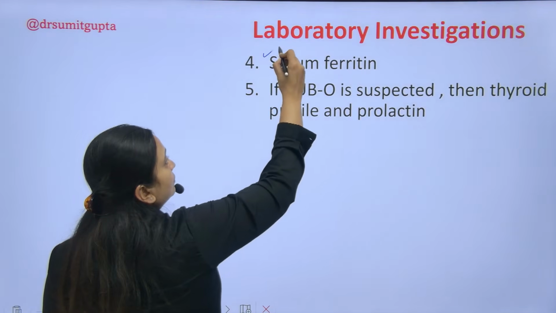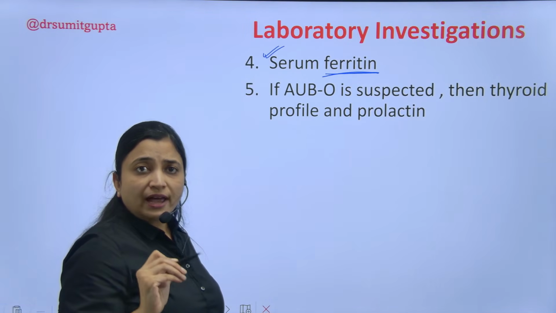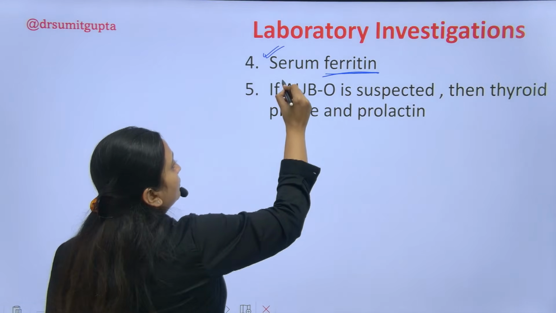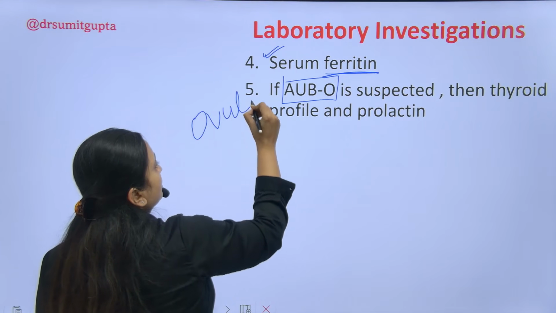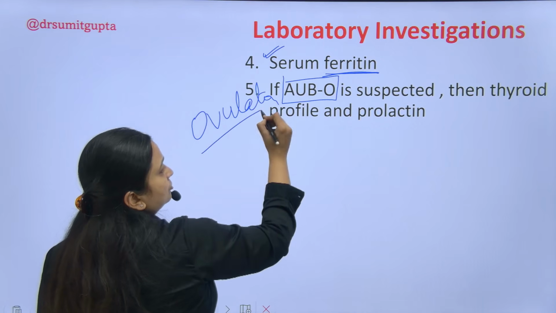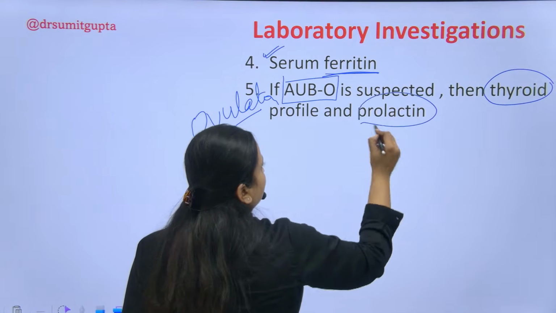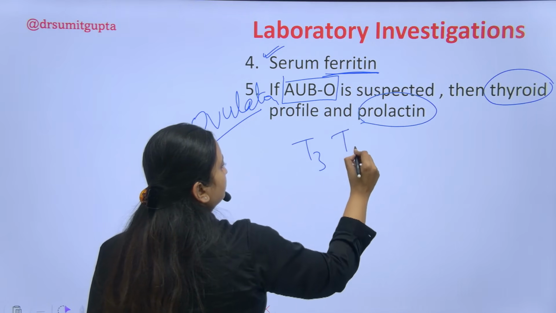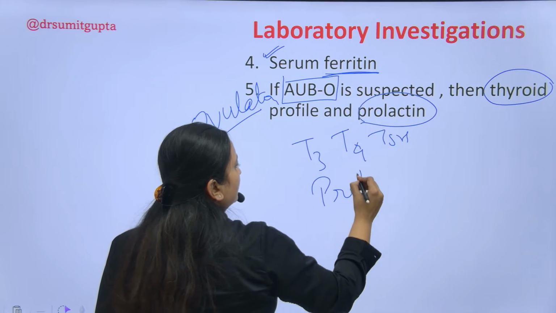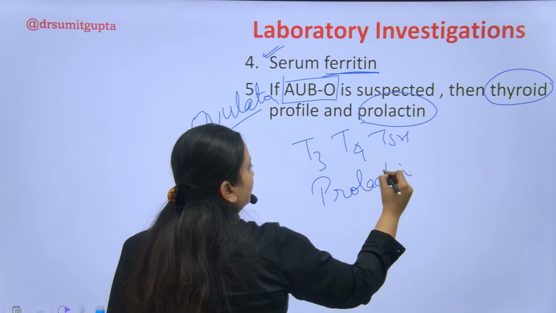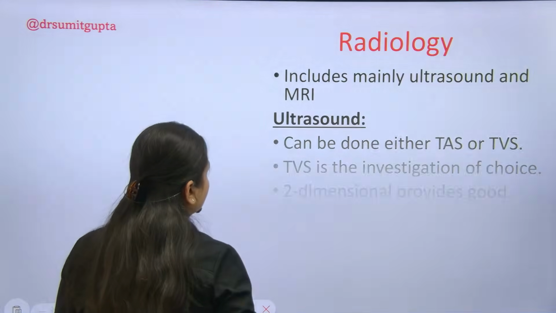Serum ferritin, as you know, that from this we come to know the stores, iron stores in the body. If you are suspecting AUB-O, that means some ovulatory dysfunction, some hormonal dysfunction, then go for thyroid profile and prolactin. So you cannot order all the tests in everyone. Just think that this could be a problem and then proceed with this.